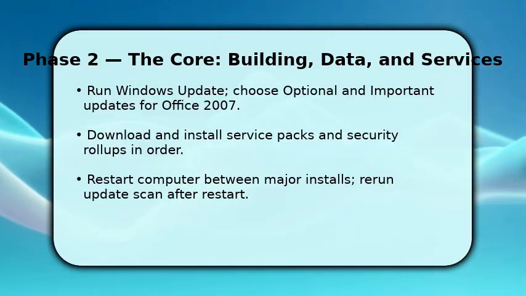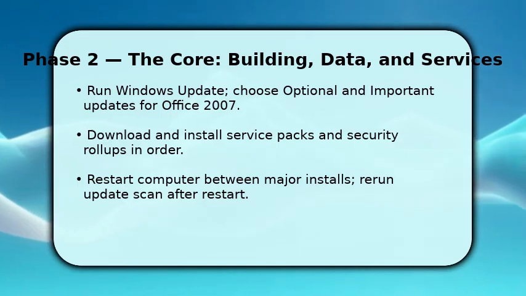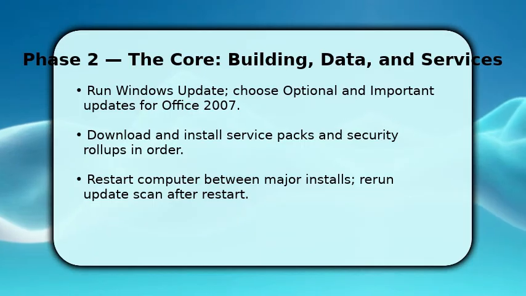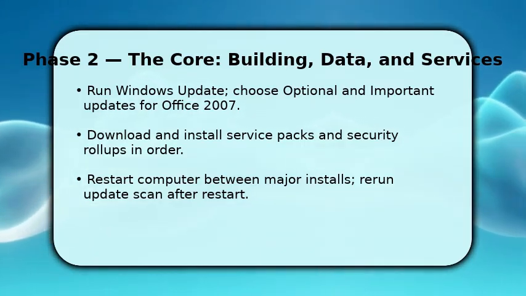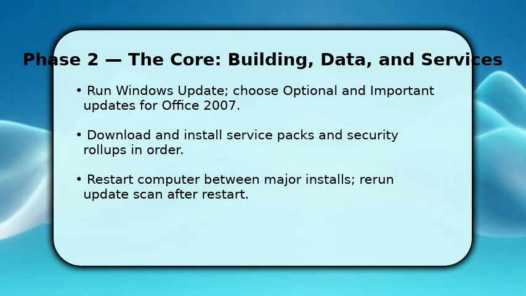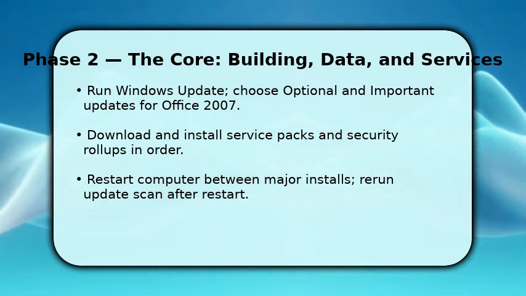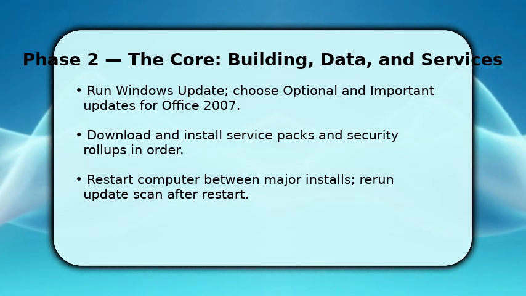Download and install each package, watching progress for errors. After a service pack or major security update finishes, restart the computer so DLLs and shared components register correctly. Once restarted, rerun the update scan to catch any remaining fixes. This ensures Office components are fully patched and consistent.